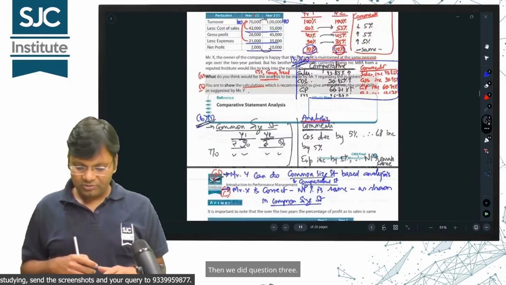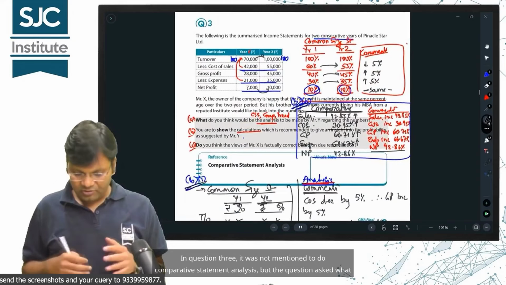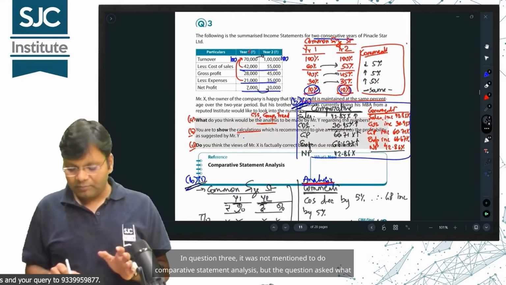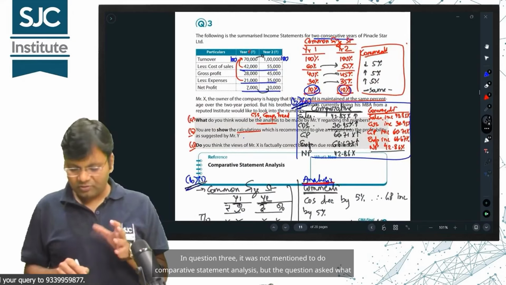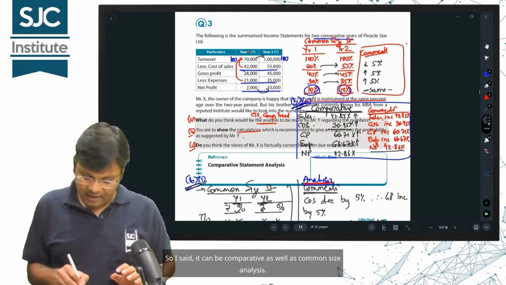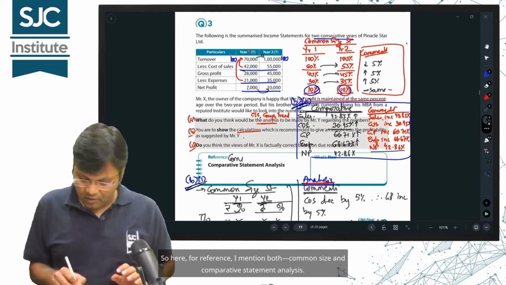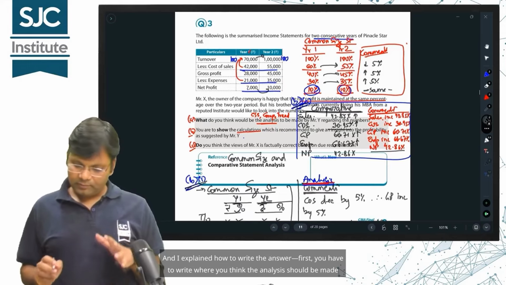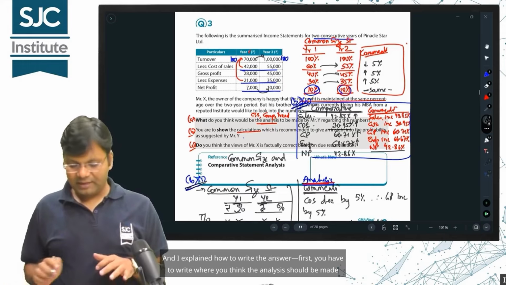Then we did question 3. In question 3, it was not mentioned to do comparative statement analysis, but the question asked what kinds of analysis can be done. So I said, it can be comparative as well as common size analysis. So here, for reference, I mention both common size and comparative statement analysis. So I showed you both by doing them. And I explained how to write the answer.